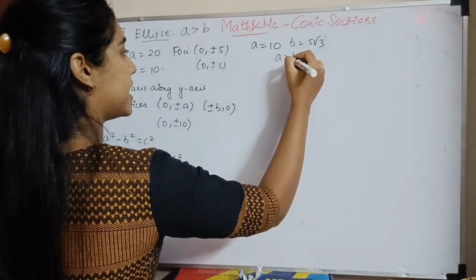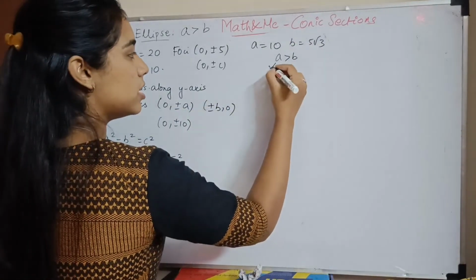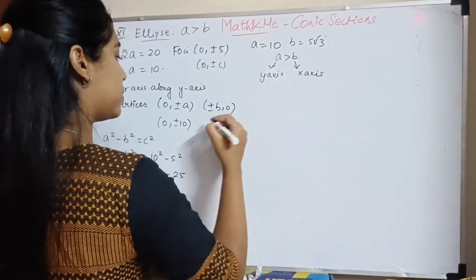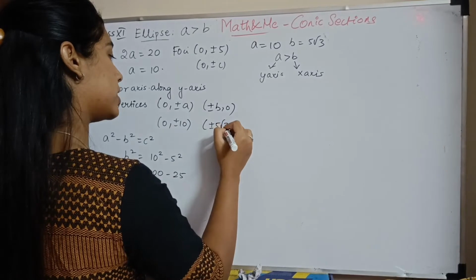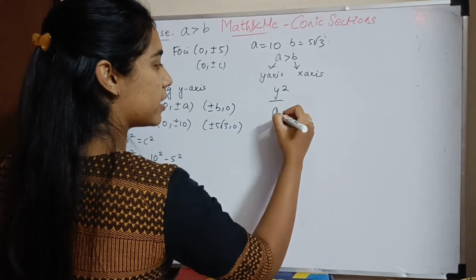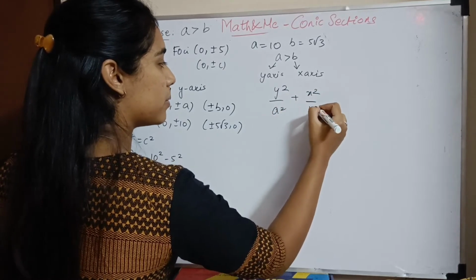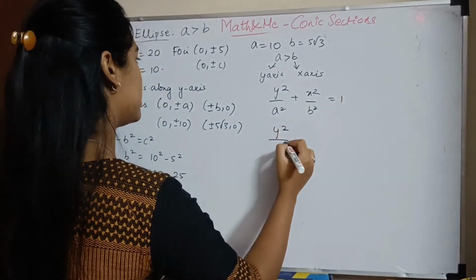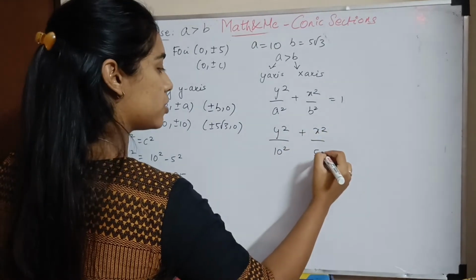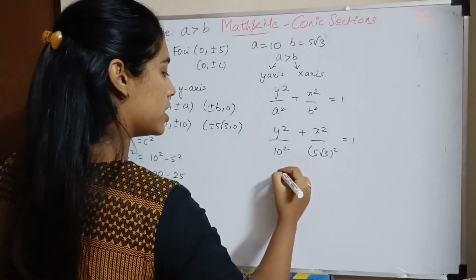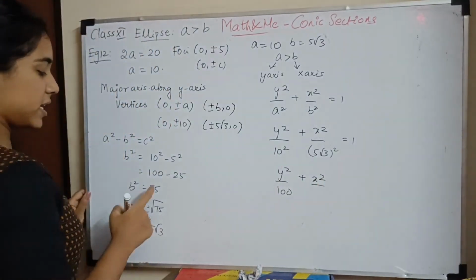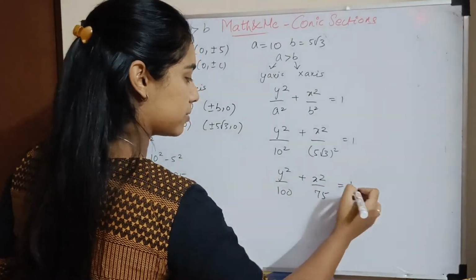I see that A is greater than B, and A is along the y-axis and B is along the x-axis. The coordinates are now plus or minus 5 root 3 comma 0. So my equation will have a along the y-axis. So it is y square divided by a square plus x square divided by b square equals 1. So it is y square divided by 10 square plus x square divided by 5 root 3 the whole square equals 1. So y square by 100 plus x square by 75 equals 1. Okay.